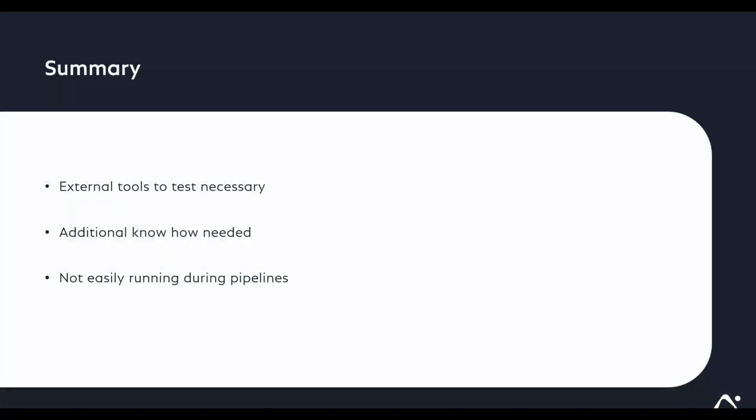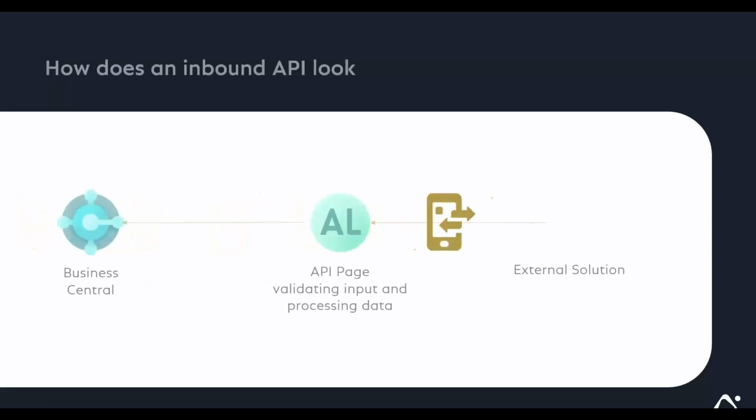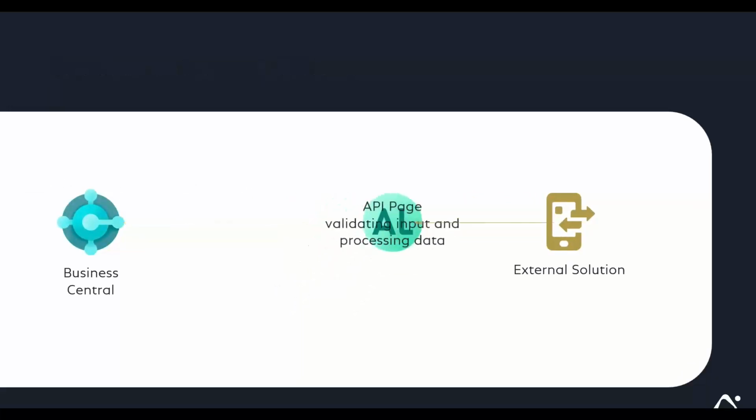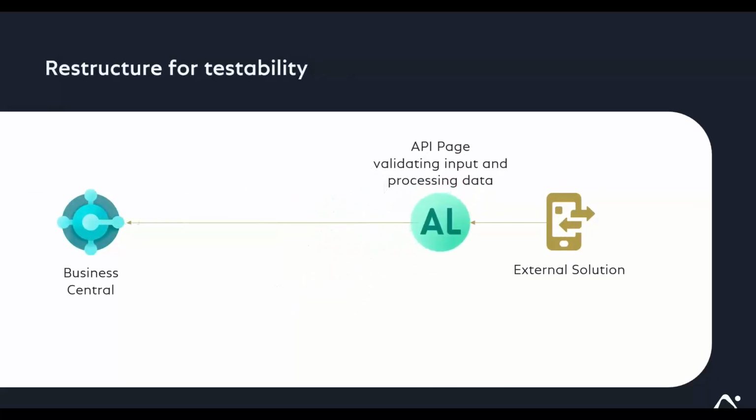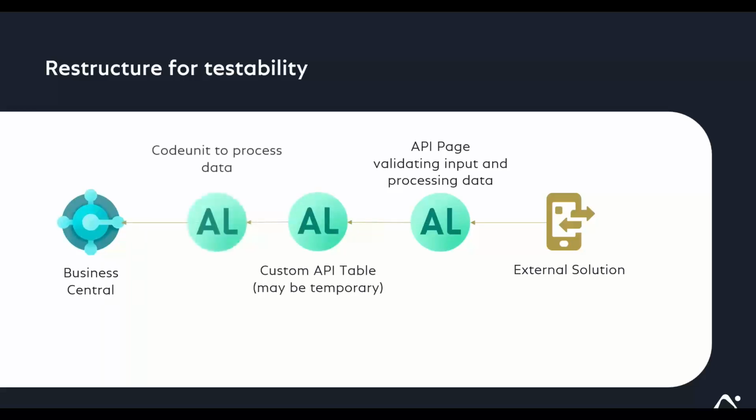As I already said, you need external tools to test it. Of course, external tools also need additional know-how, and we cannot run it during pipelines. For this, we also want to restructure the code a little bit. We are now still using an API page, but we are using a custom API table. This table may be temporary. In my use case, it is also temporary.